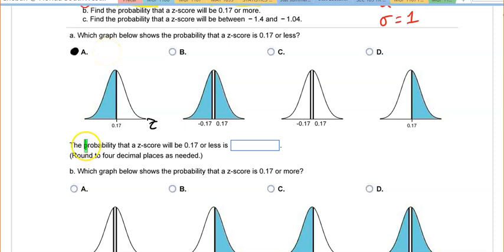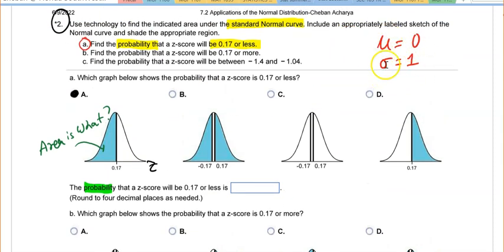And to find the probability, you're looking for area. This area is what I'm looking for. And to find the area, you have to find the upper bound and lower bound, right? Of course, the mean and standard deviation are here. 0 is the mean, standard deviation is 1. And for this area, you have 0.17, which is obviously the upper bound. But what's the lower bound for this area?